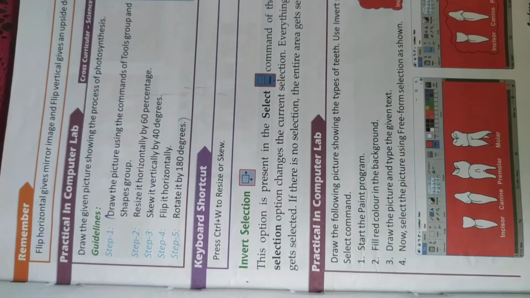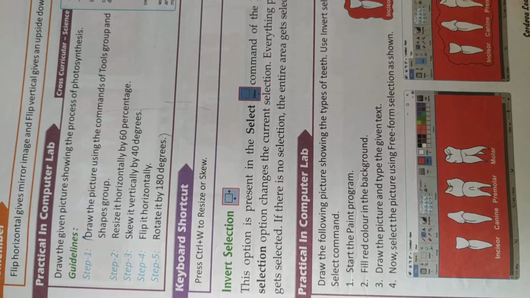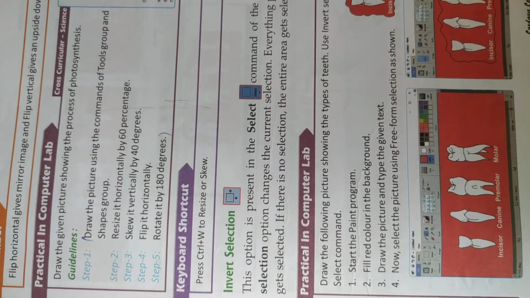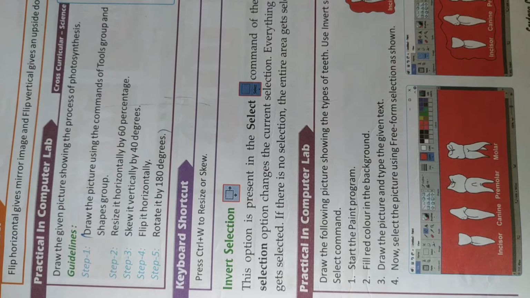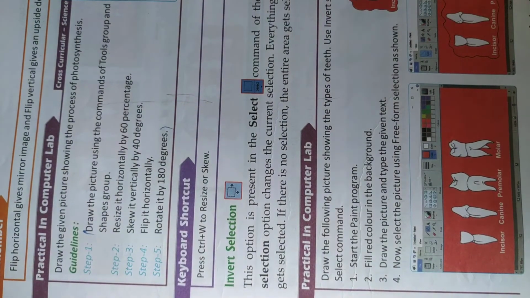It means the area you selected earlier will get unselected by using the invert command, and what you did not select will get selected.